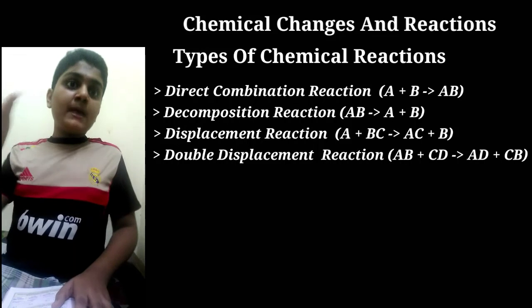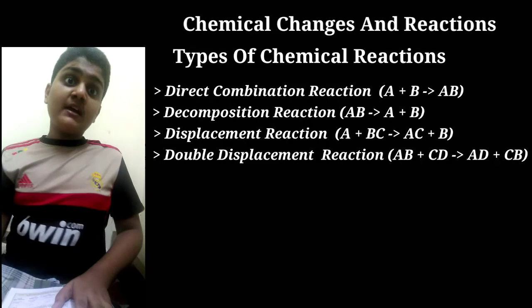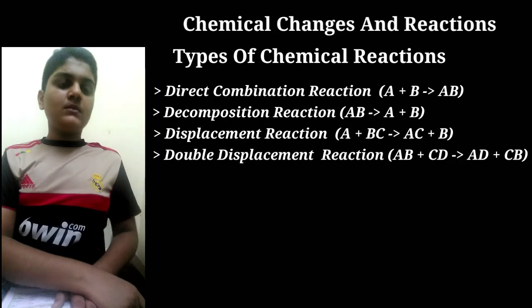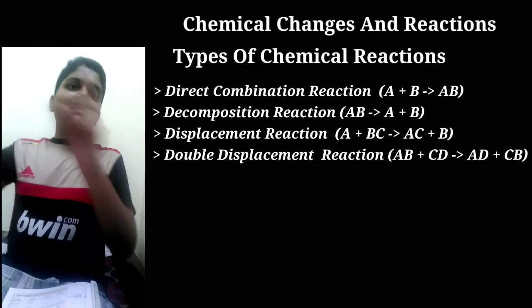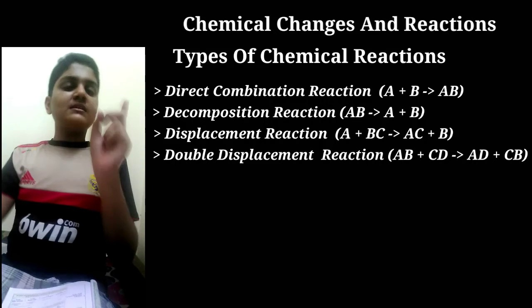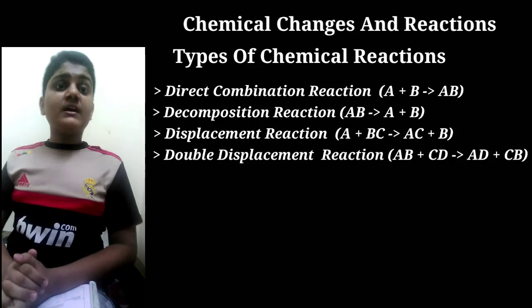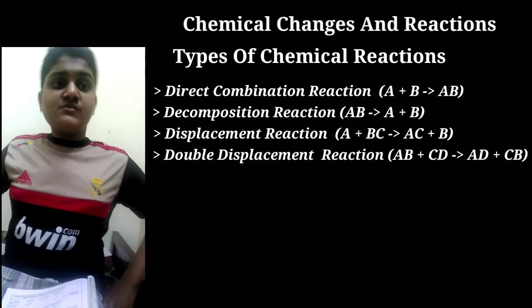The first one we can say is A plus B gives AB, while the second one, the decomposition reaction, is AB gives A plus B. Not the difference? Two of them you can say are exactly the reverse of each other in mathematical statement, but in chemistry you cannot say like that. You have two different definitions, so focus on that.